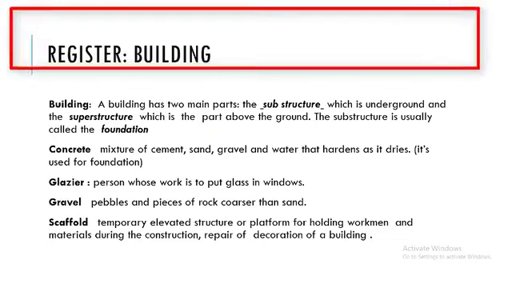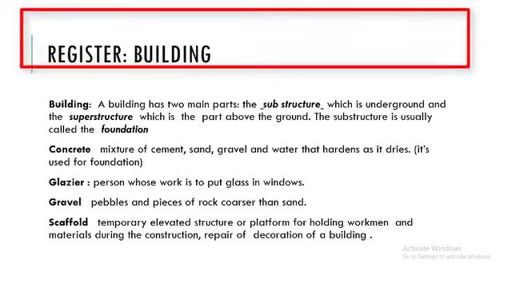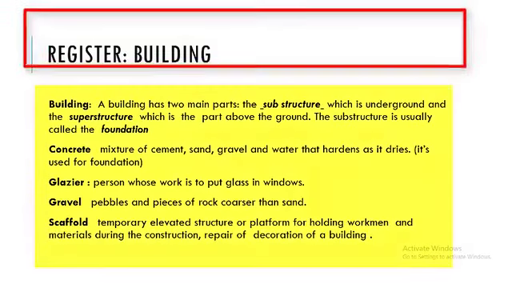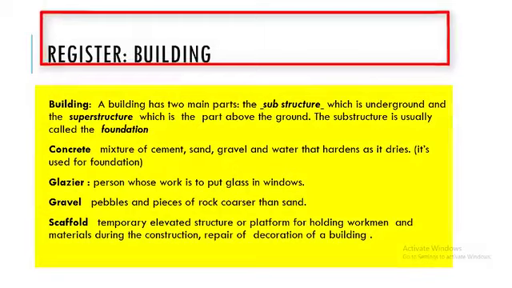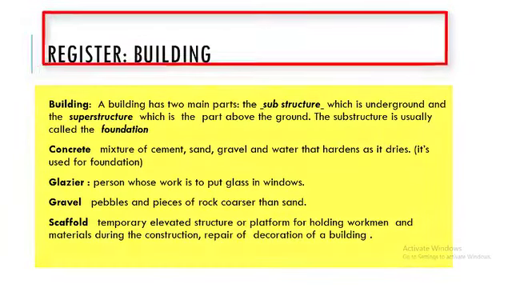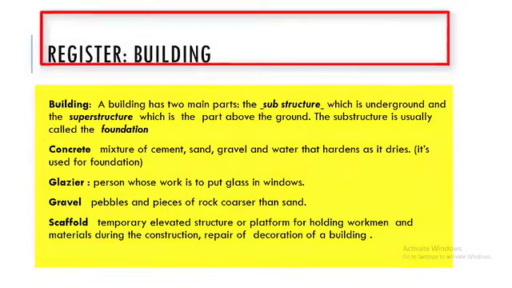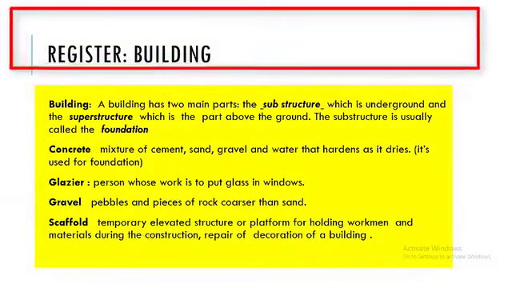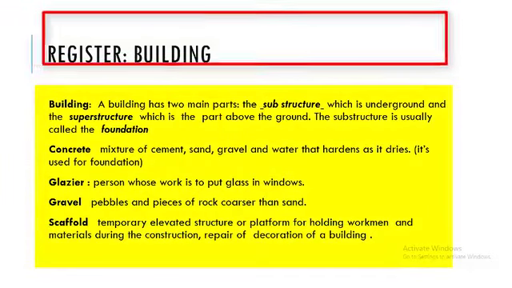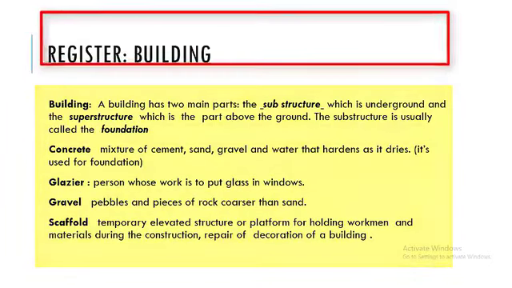So we move on to the register on building and construction. A building has 2 main parts. We have the substructure, which is on the ground, and we have the superstructure, which is above the ground. Another name for the substructure is the foundation. The superstructure is what we see. Most times we don't see the substructure.